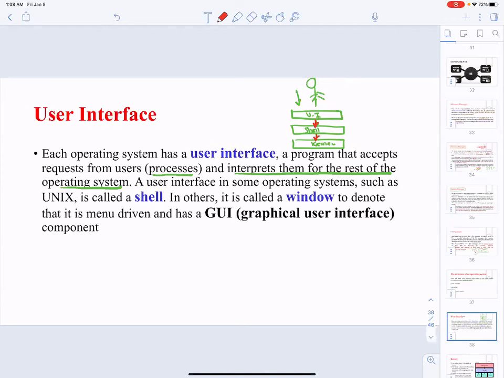The user interface in some operating systems, for example, like Unix. If you're referring to Unix, that's where the shell comes into place. So you would replace the operating system at the shell, while in Windows, you will look into the GUI, or the graphical user interface component of your operating system.